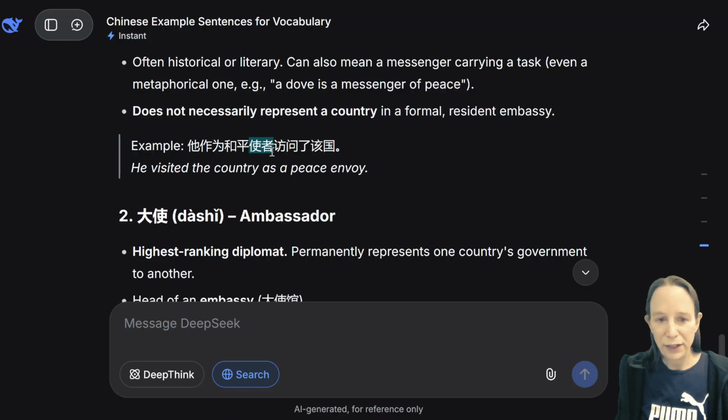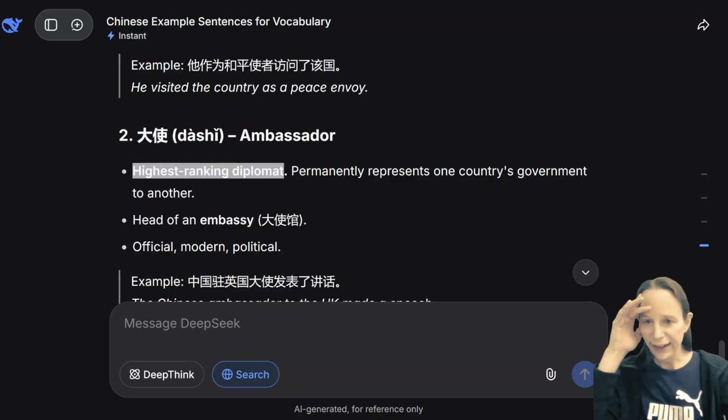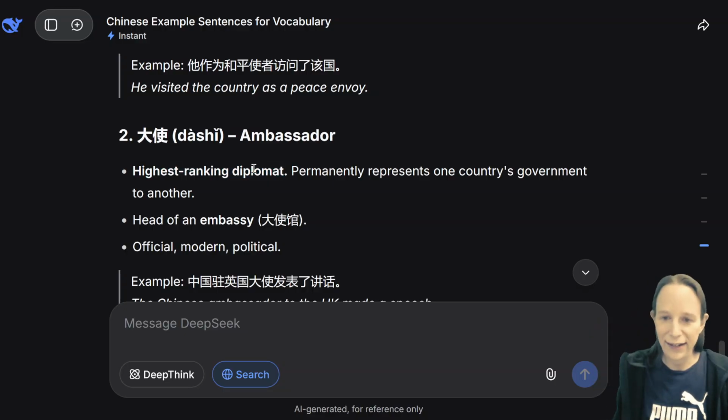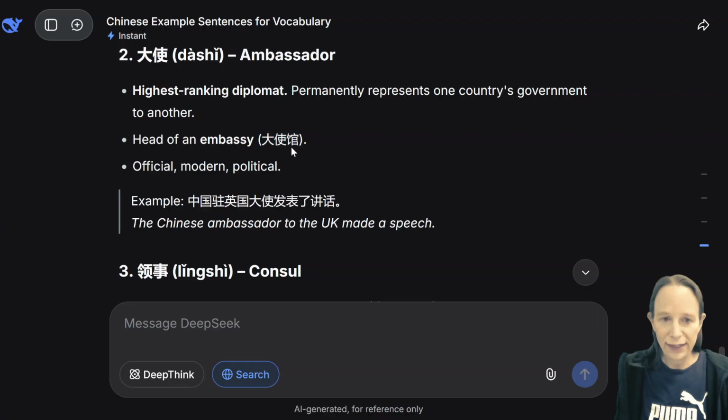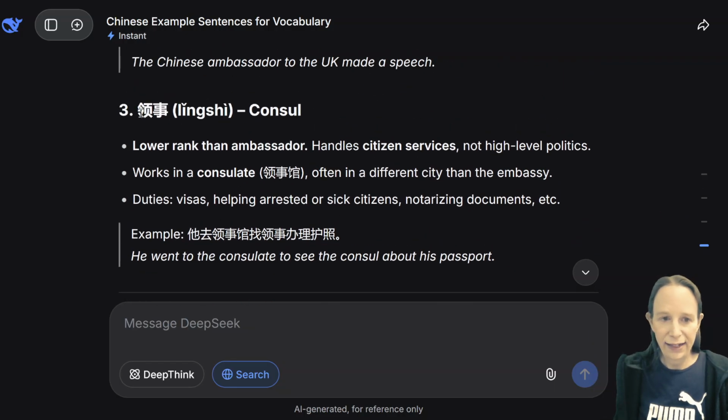他作为和平使者访问了该国. So an envoy of peace. This is ambassador, highest ranking diplomat. Okay, so 大使 is the highest ranking one. And you work at the 大使馆. 中国驻英国大使发表了讲话. So this is the person who is stationed in England, the Chinese ambassador in the UK. And 领事, lower rank than ambassador. Oh, okay.